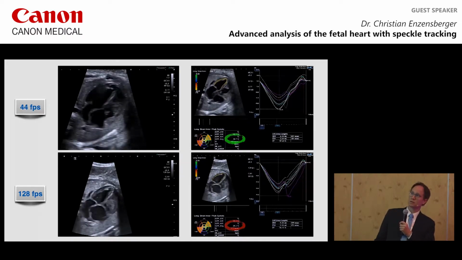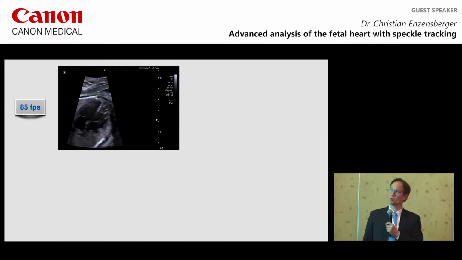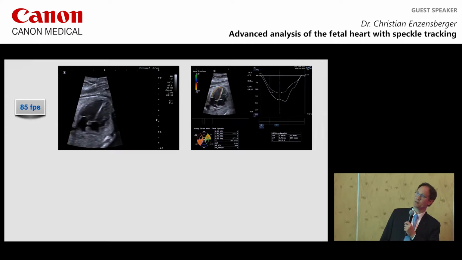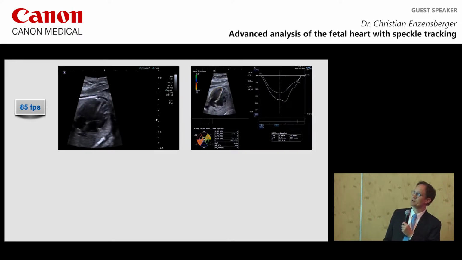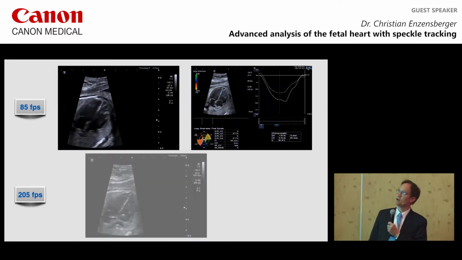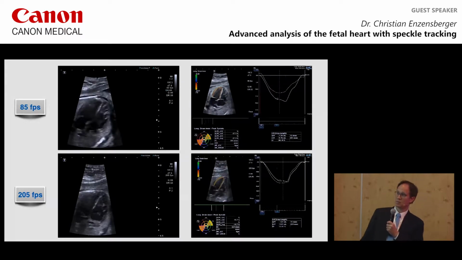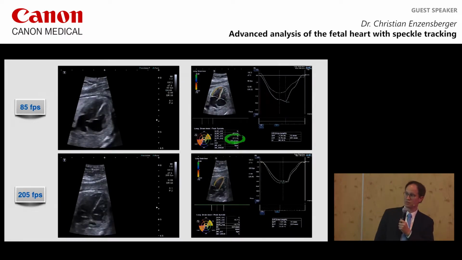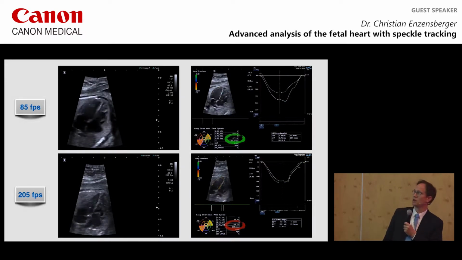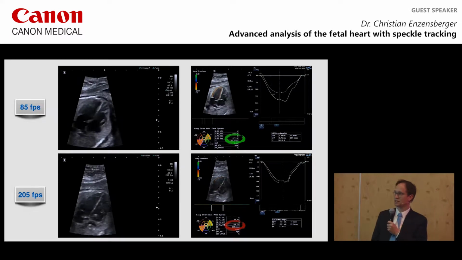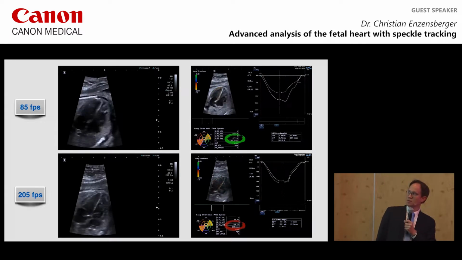When we get an example where the difference is much wider, here 85 frames per second. On the one hand, you can see here minus 17.5% for the global longitudinal peak systolic strain, and here 205 frames per second. This is in the 27th week of gestation. Yeah, you can see here minus 19.7%.